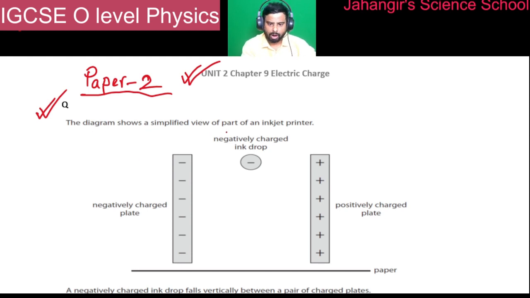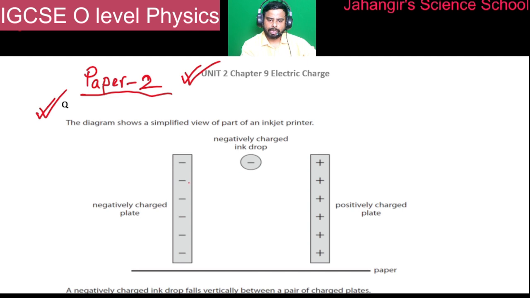Negative charge in drop and negative charge plate and positive charge plate. It is called a deflecting plate and there is a paper. A negatively charged ink drop falls vertically between a pair of charged plates. The ink drop experiences a horizontal electrostatic force as it falls. Explain the direction of the electrostatic force exerted on the ink drop by the charged plate.